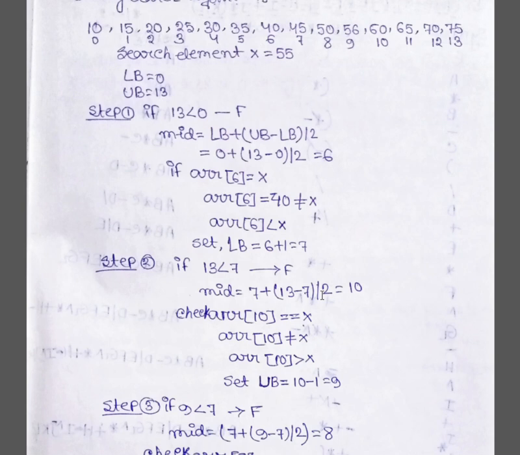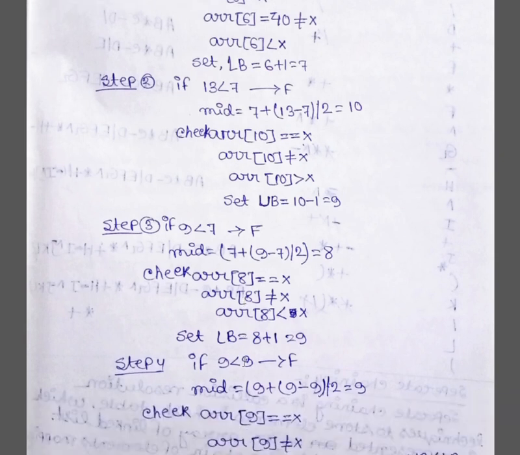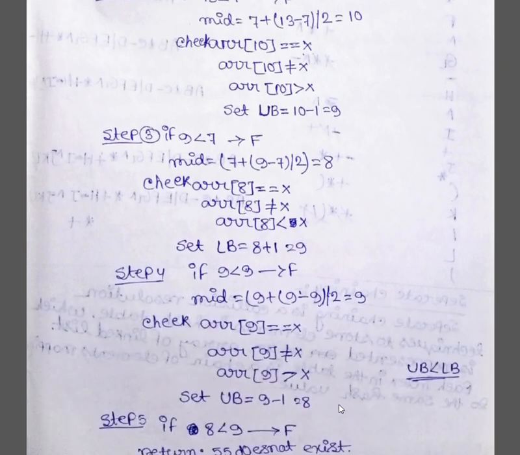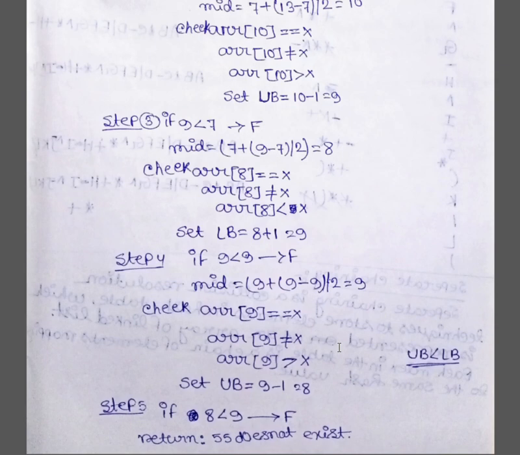For step two, when the condition upper boundary less than lower boundary becomes false, we again find out the mid. And like this, recursively, this condition will run to find our ultimate solution, the element we are trying to find.